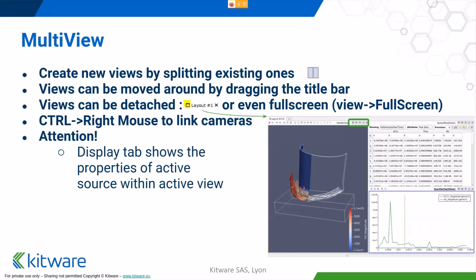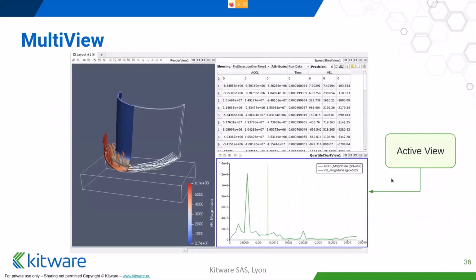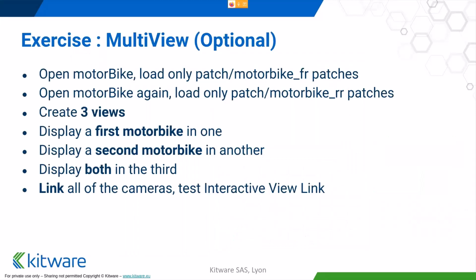And how do you create multiple views in the same layout? You have to use a multi-view. So by pressing on this button here, you can create multiple views in the same layout. You can move them around, you can detach them, you can put them full screen, and you can link cameras. So don't forget the active view. This is very important. Sometimes you will not find the properties you're looking for because you forgot about the active view. Okay, so I will show you a little bit how to play around with the views.